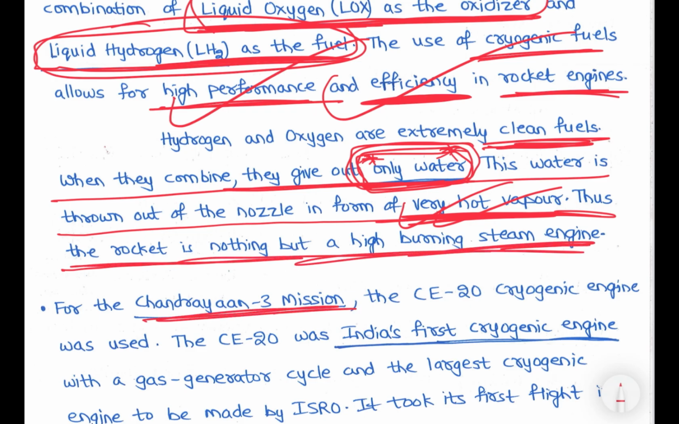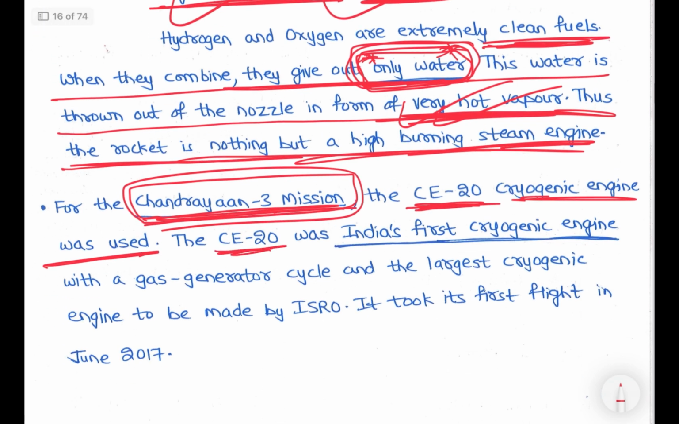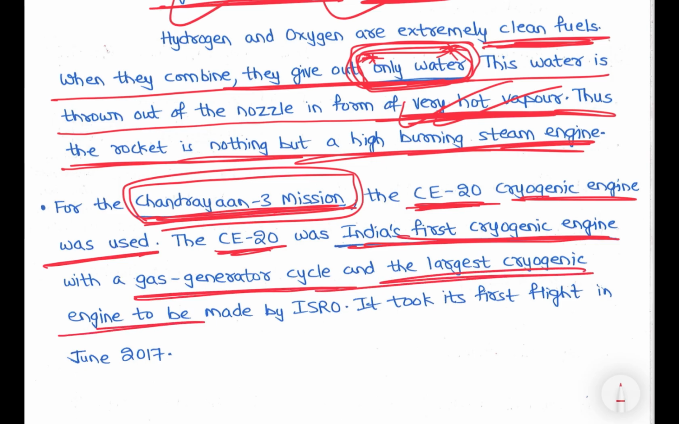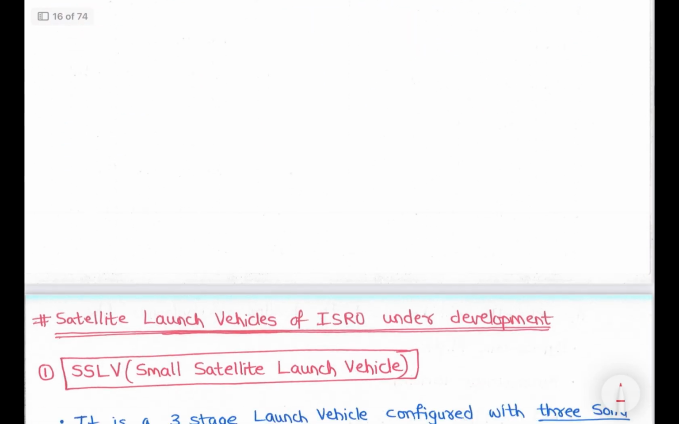So for the Chandrayaan 3 mission, the CE-20 cryogenic engine was used, right. CE-20 was India's first cryogenic engine with a gas generator cycle and the largest cryogenic engine to be made by ISRO. It took its first flight in June 2017, right. In 2017 we developed an indigenous cryogenic engine, right, with cryogenic technology, right. So that is with respect to the cryogenic engine.